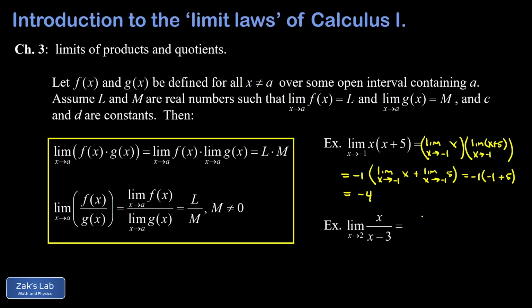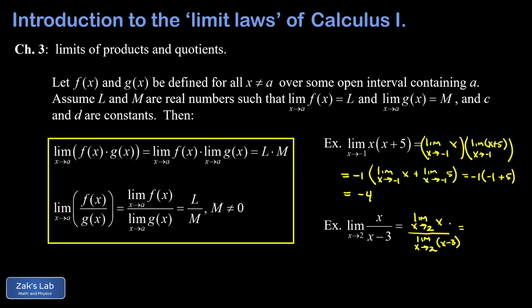In the next example, we have a quotient of 2 simpler functions. So I have the limit as x goes to 2 of x divided by x minus 3. So what the quotient rule says is this just breaks up into a limit as x goes to 2 of x. In other words, the limit of the numerator divided by the limit of the denominator. Limit as x goes to 2 of x minus 3. And again, we'll try to be as rigorously step by step using the limit laws as we can possibly be.